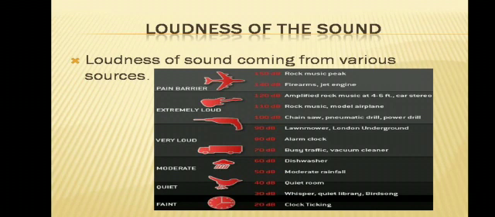Loudness of the sound coming from various sources. When the clock is ticking, it will be 20 decibel. If a bird is singing a song, that is 30 decibel. In a quiet room, 40 decibel. Moderate rainfall, 50 decibel. The rock music peak is 150 decibel. So, loudness of sound varies according to the different sources.